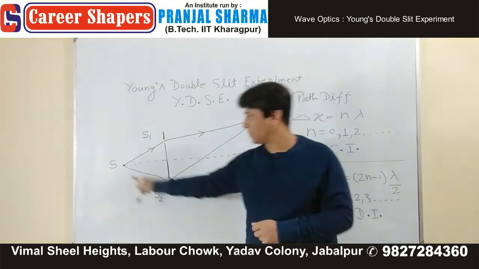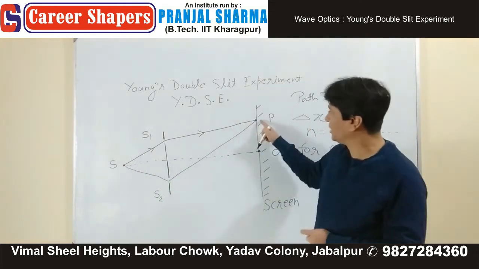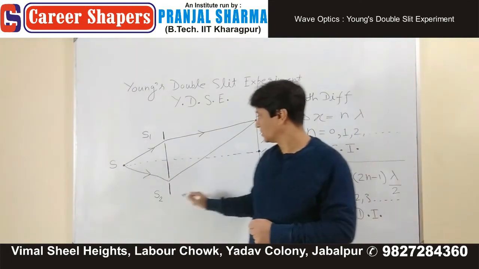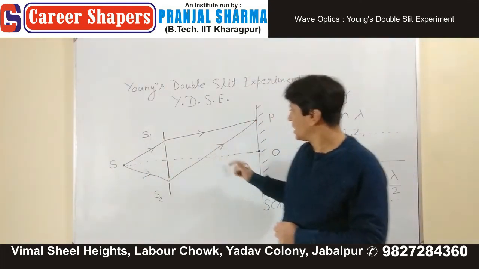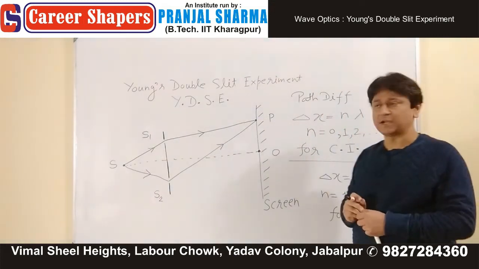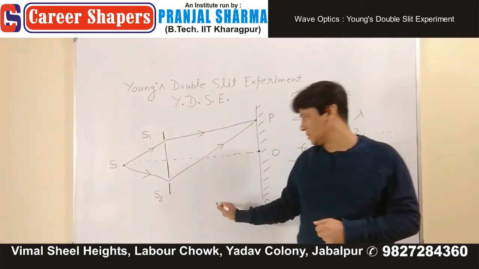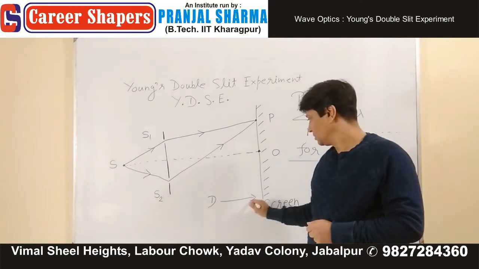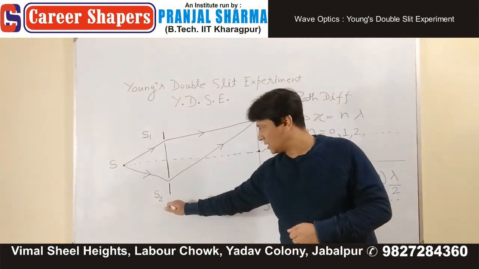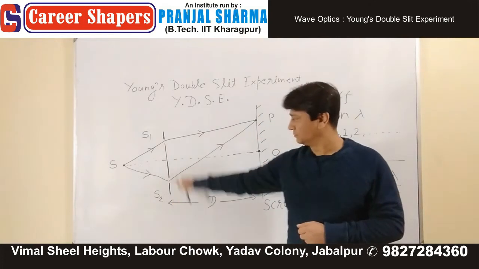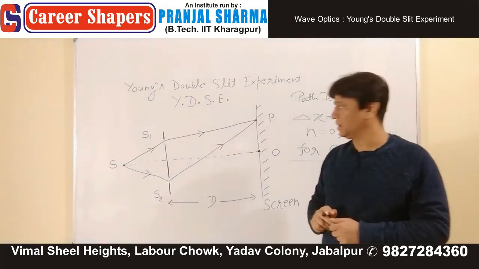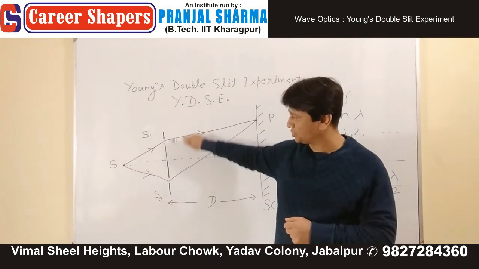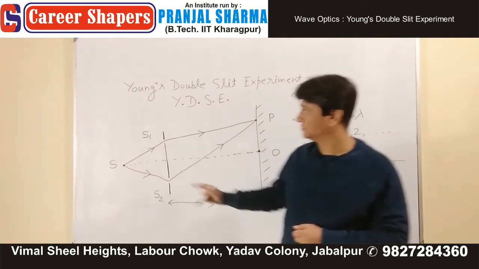Another wave coming through S2 reaches P, and interference takes place at point P. This separation between the screen and slits is called capital D. Separation between S1 and S2, between the slits.